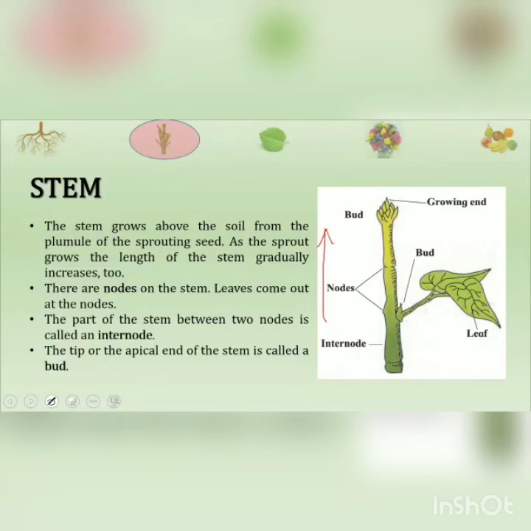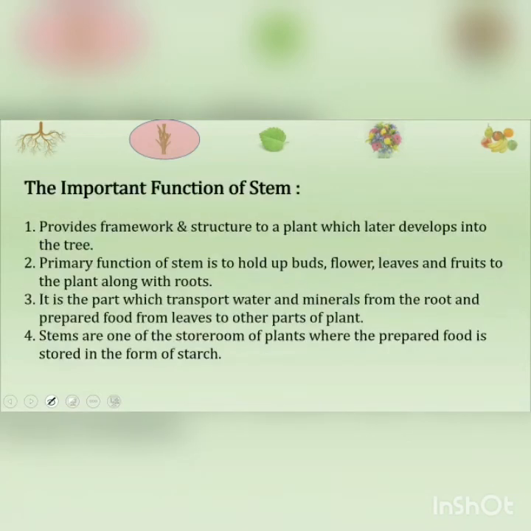There are nodes on the stem. These are the nodes, where the leaves come out. The part of the stem between two nodes is called the internode. So the part between nodes is known as the internode. The tip or apical end of the stem is called the bud. This part is called a bud. Understood, children?